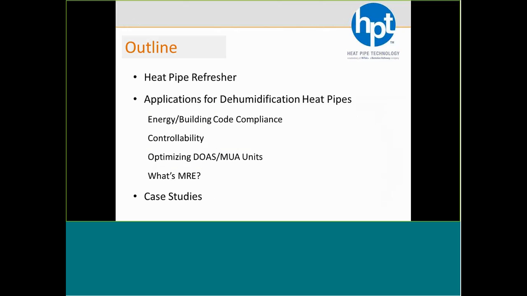So what am I going to cover? I assume most people, if not all people, know how the heat pipe in general works, but I've learned over the years that assuming can get me in trouble, so we're going to talk about it. We're going to talk about the energy code, or 90.1, but also the building code that's typically tied into that. We're going to talk about the controllability of a wraparound heat pipe, which is a specialty here at HPT, and not just what it is, but how to best use it. And then a new metric that's coming, called MRE. It's from a standard that's coming soon, so we'll talk about that. And then, of course, case studies.